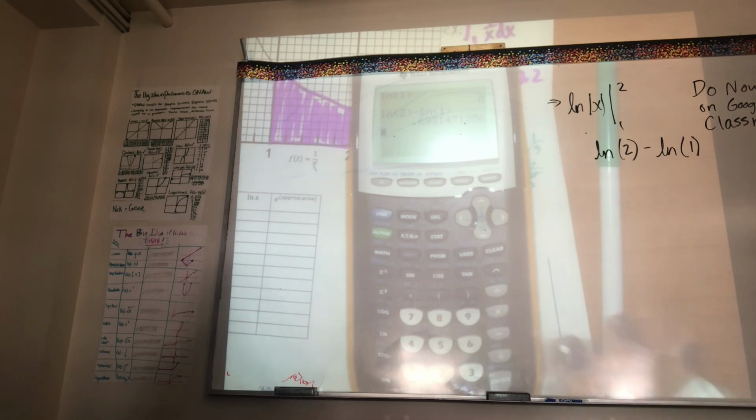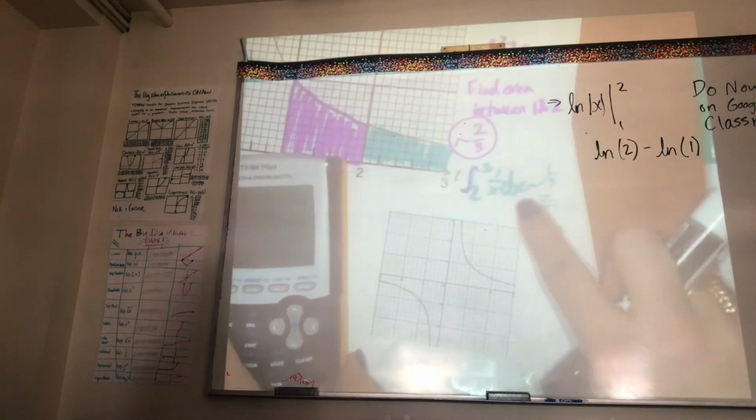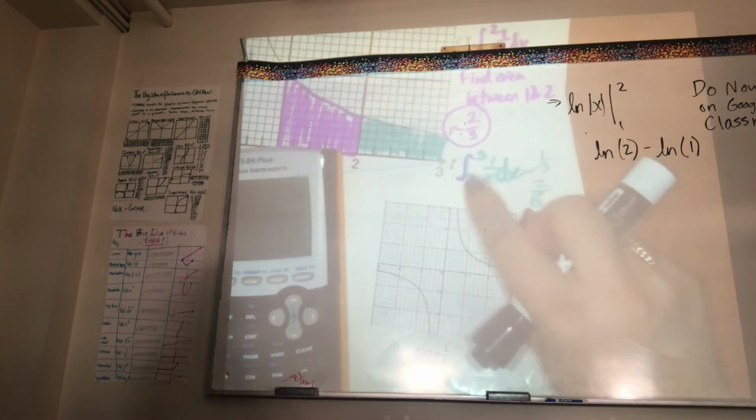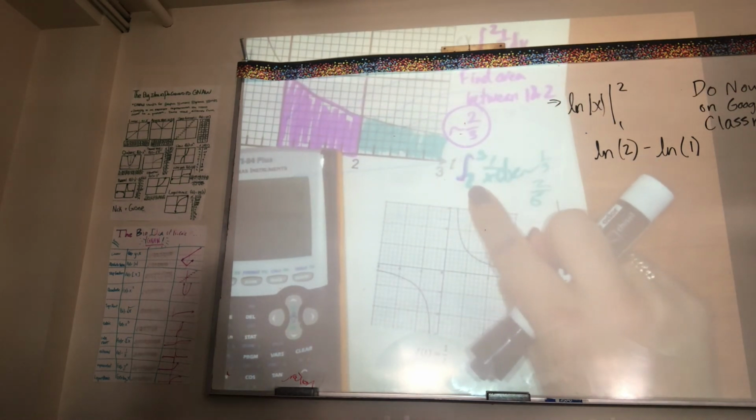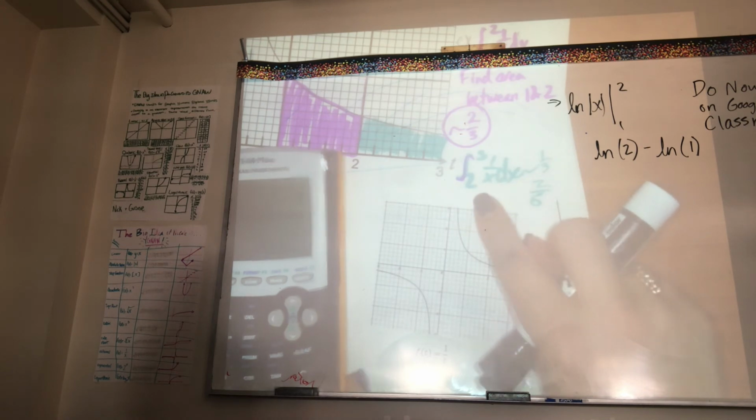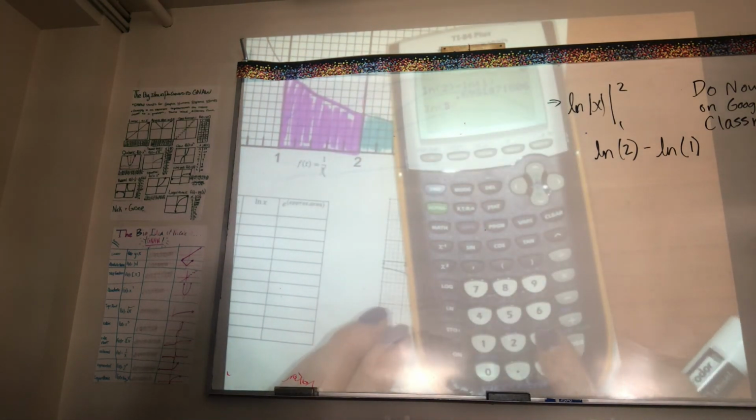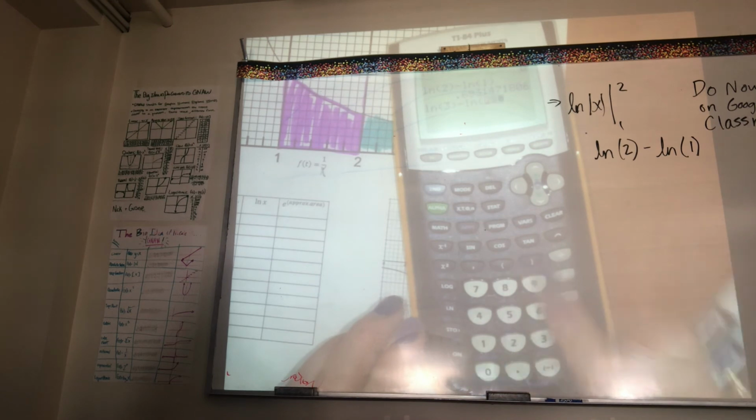Okay, so this one is going to end up being ln of 3 minus ln of 2, right? I antiderive, which is ln, and I plug in the top minus plug in the bottom. So let's do that. Ln of 3 minus ln of 2.